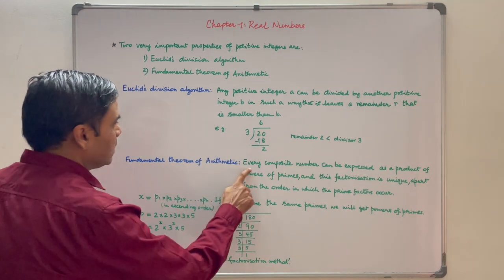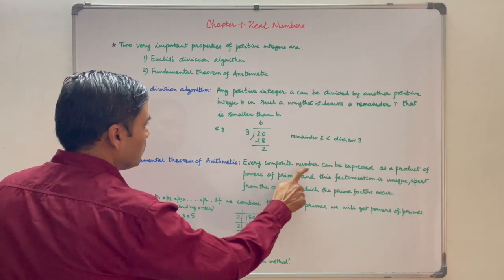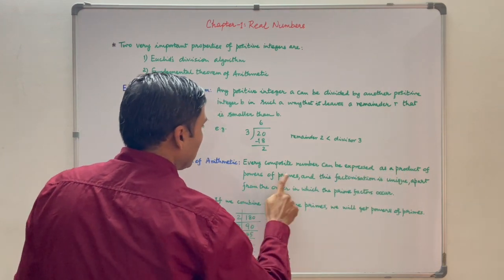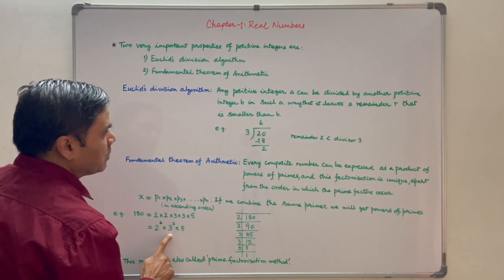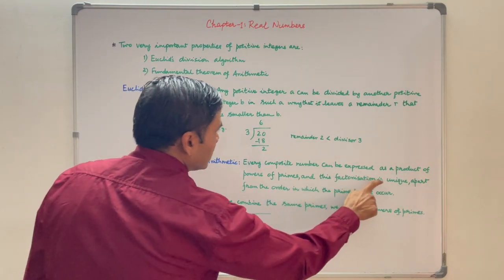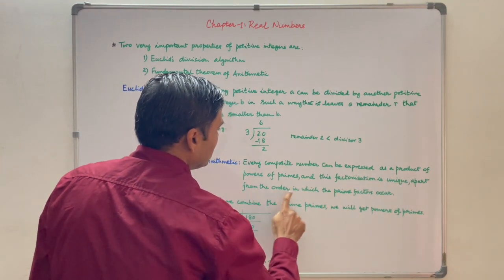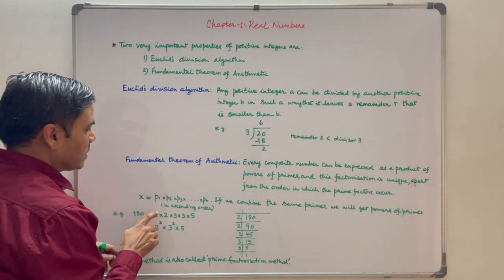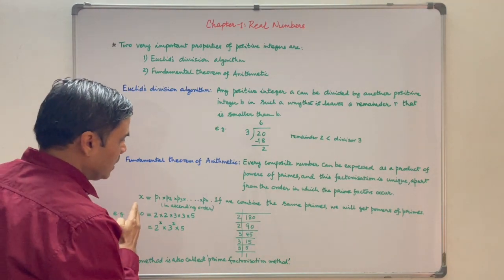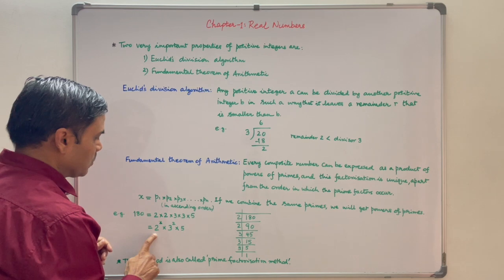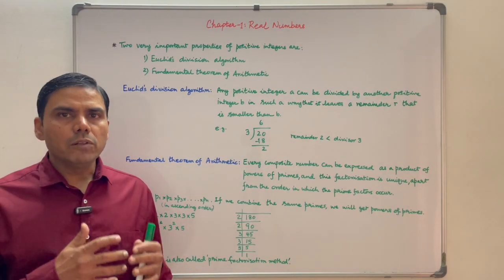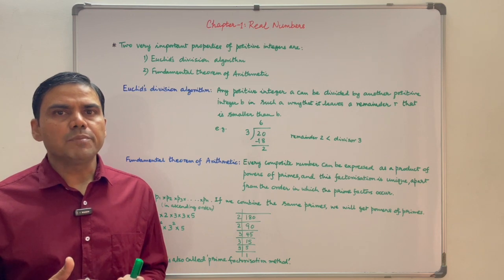Now let us see the definition again. Every composite number can be expressed as a product of powers of primes, and this factorization is unique apart from the order in which the prime factors occur. And we have already fixed that they should appear in ascending order, means the smallest prime factor to largest prime factor. This method is also called the prime factorization method.